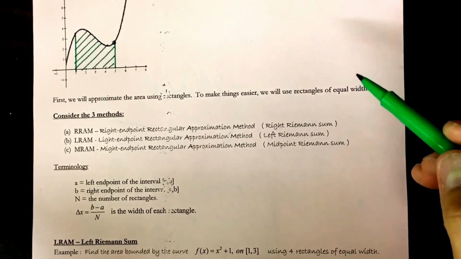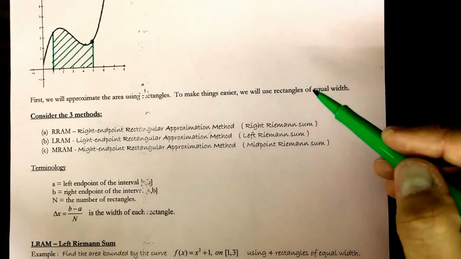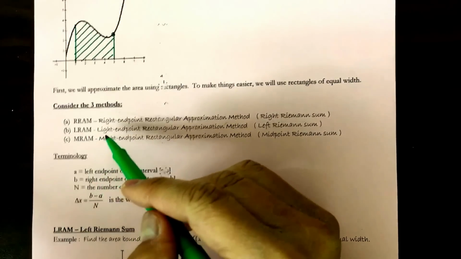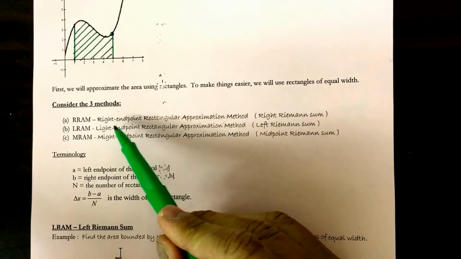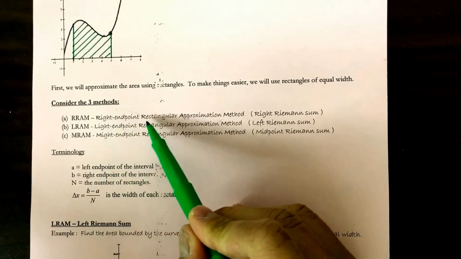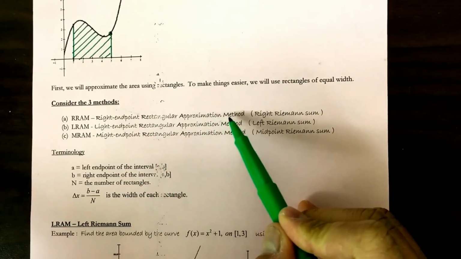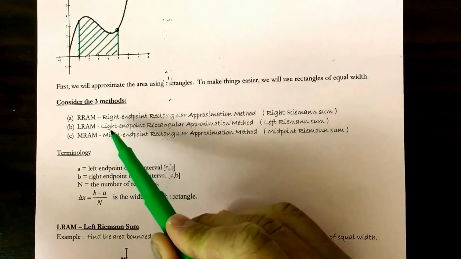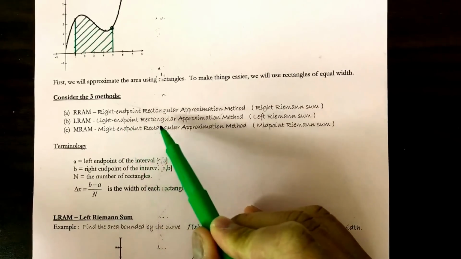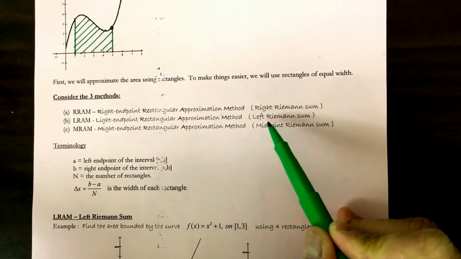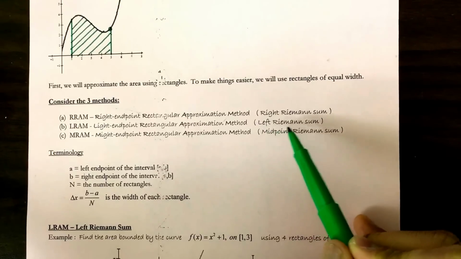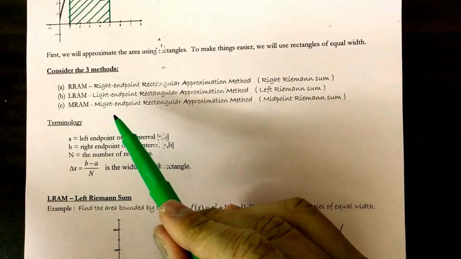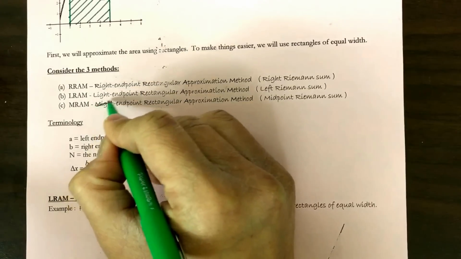So there are three methods that we're going to discuss. They are the RRAM, LRAM, and MRAM. Now, RRAM stands for Right Endpoint Rectangular Approximation Method, also known as the right Riemann sum. LRAM is Left Endpoint Rectangular Approximation Method, also known as the left Riemann sum. MRAM is the midpoint. I should have said midpoint.